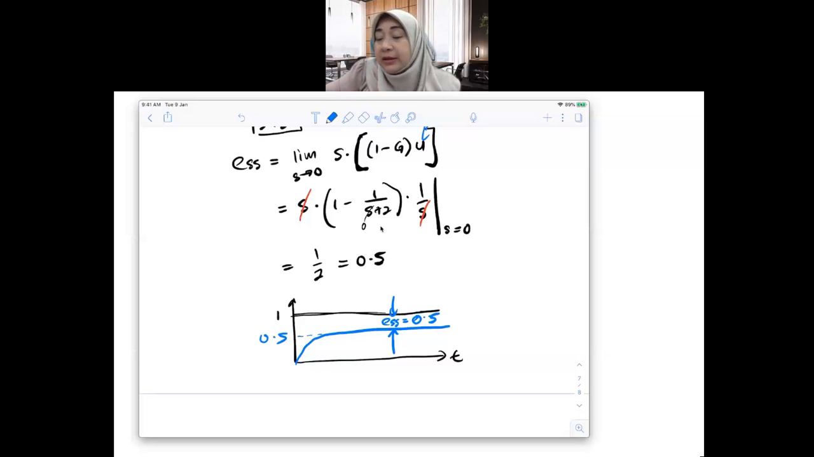Let's have a look at what happens when the system is closed loop, the same system. Now that I know the system is giving me error, I don't like it because it's no good. What does this error mean?